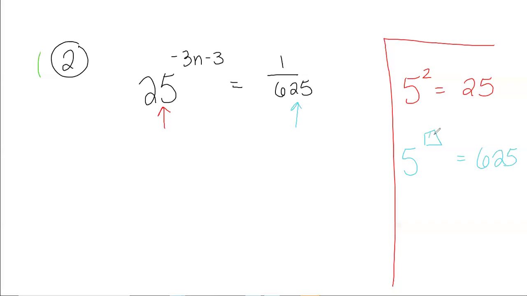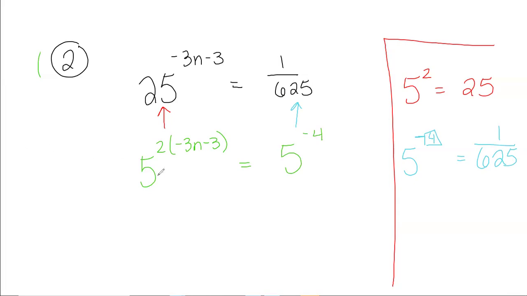It is to the fourth. But then since this was a fraction, negate. There we go. Now we can solve this problem. Let's make our substitutions back to the problem. 25 is 5 squared. The power is still there. And 1 over 625 we did on our side work is 5 to the negative 4.